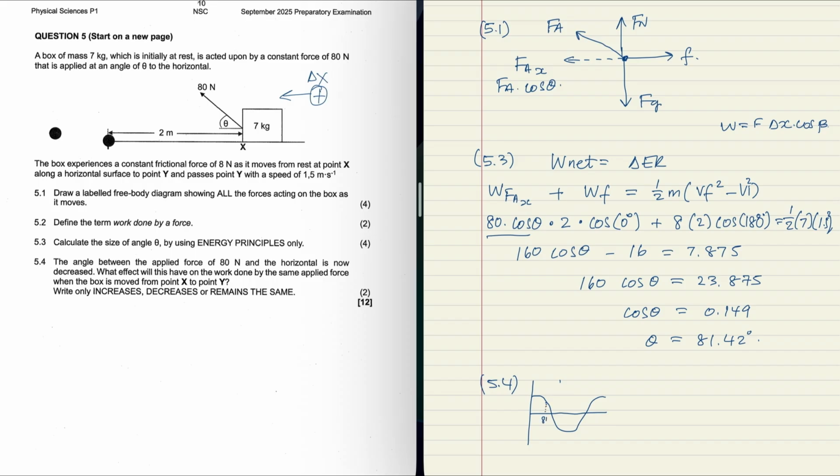If I decrease the angle, say I decrease it there, the value of cos theta is going to increase. So if I decrease the angle, cos theta gets larger. If cos theta gets larger, that's going to mean that FA, X component, is also going to get larger because FA isn't changing. And that means the work done by FA in the X component is going to increase. So the answer here is it increases.